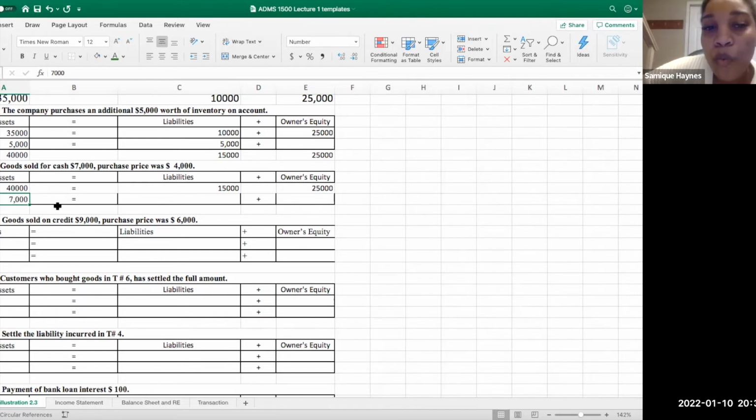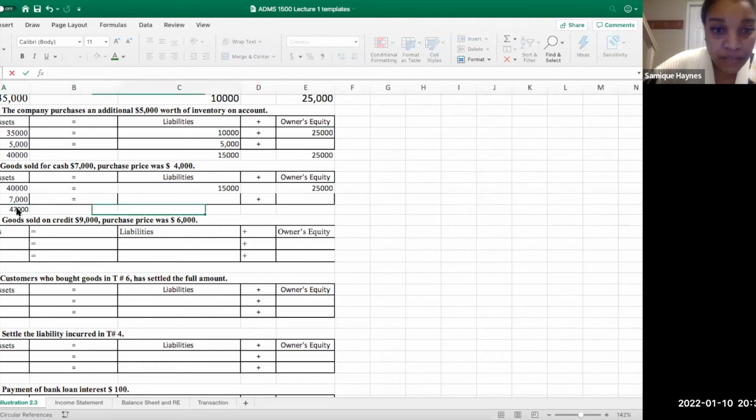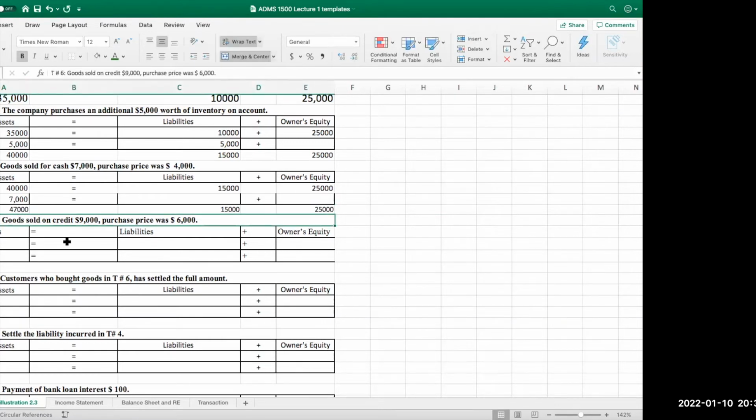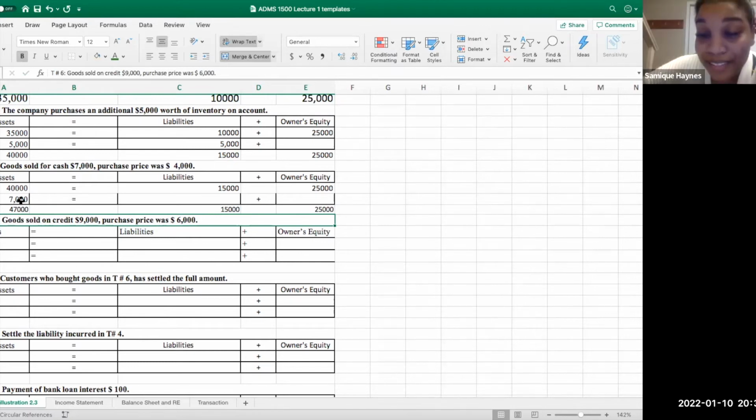But how do we balance it now? Right now, it's $47,000 here, and this is 15, and this is 25,000. It doesn't balance. So I suppose owner's equity will be higher by 3,000, because there's a difference between 7,000 and 4,000. There's a 3,000 difference. You are correct.